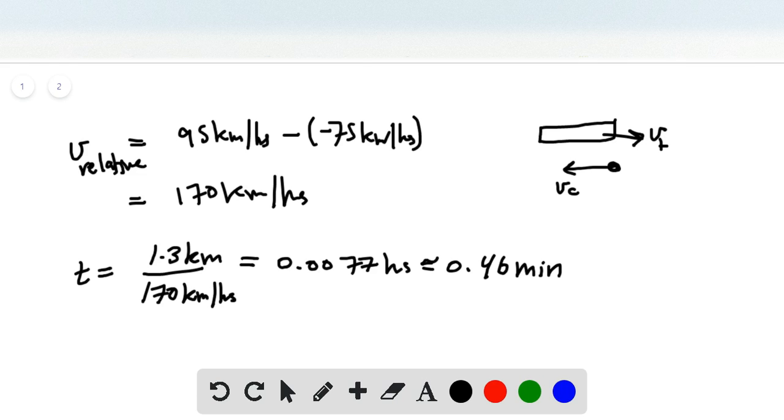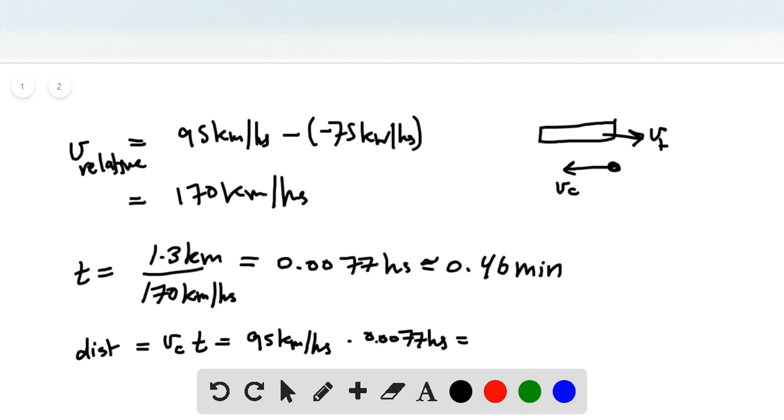And the distance that the car will travel in this time is still the speed of the car times the time. So the speed of the car is still 95 kilometers per hour times the time in hours, 0.0077 hours, and that will give something like 0.73 kilometers. So you can see how fast it goes in terms of being opposite to each other.